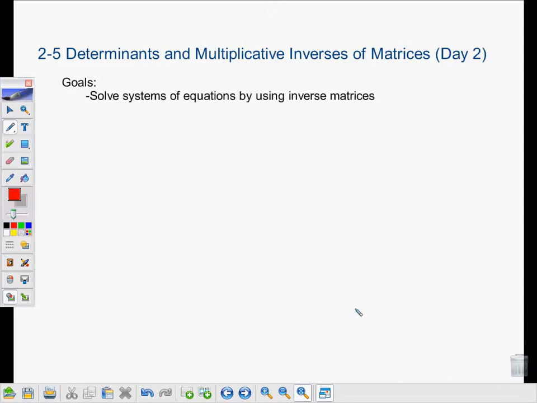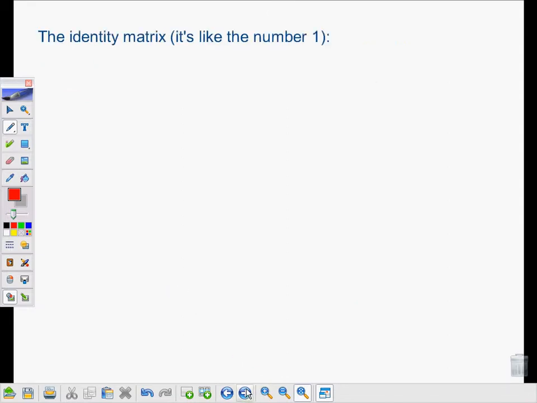All right, so the goal is to solve systems of equations by using inverse matrices. One of my favorite applications of matrices. All right, so the identity matrix, it's like the number 1. Why is it like the number 1? Well, if I take the identity matrix and multiply it by another matrix, I get that matrix back.